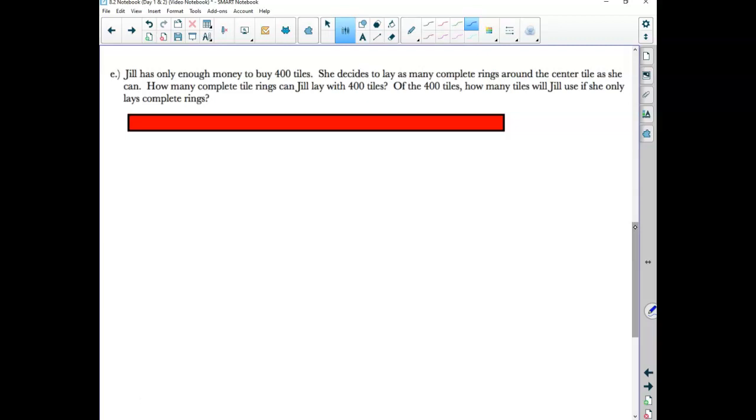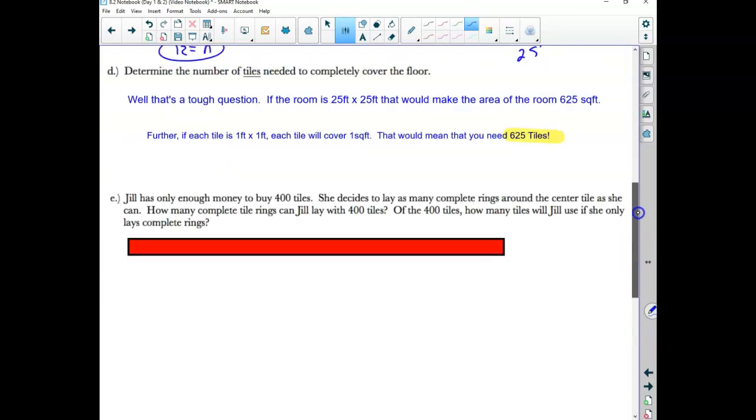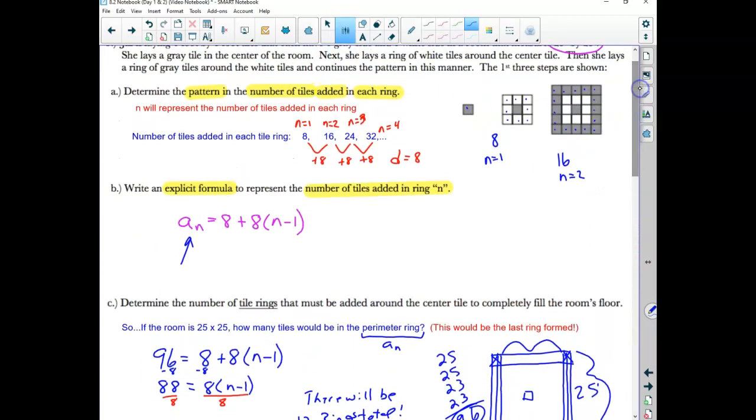How many complete rings can Jill lay with 400 tiles? Okay? She doesn't want to lay a half a ring, a quarter ring, a tenth of a ring. They all will be full rings, so that next time she gets more money, she can add on to that ring with some corner tiles here, right? And this would all be white.